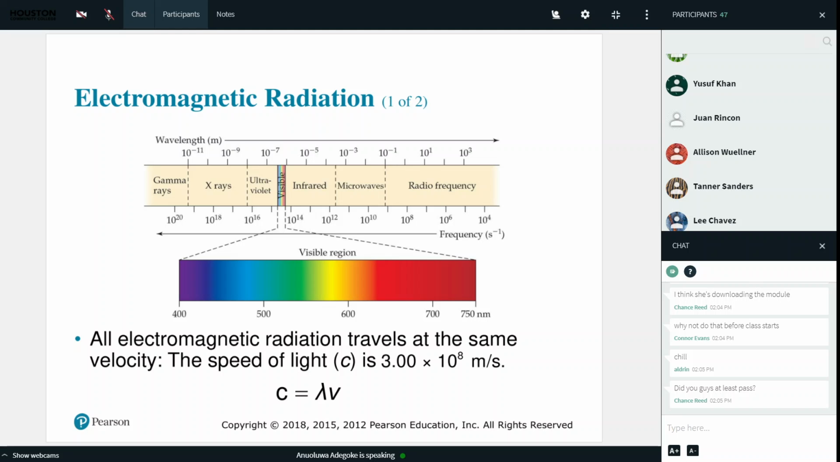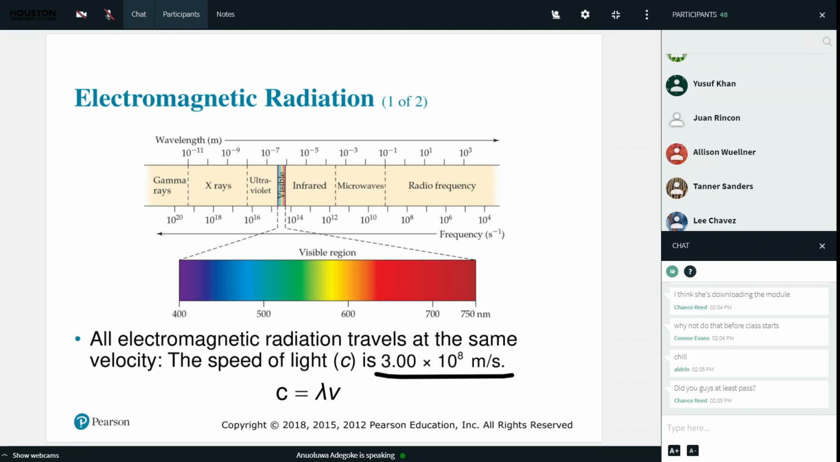So this is electromagnetic radiation. The main thing to understand from here, apart from looking at the different electromagnetic radiations we have from radio frequency to gamma rays, is that the wavelength is the one on top here, and the frequency is at the bottom. The relationship between wavelength and frequency is inverse, and all electromagnetic radiation travels at the speed of light, which is 3.00 times 10 to the 8 meters per second.